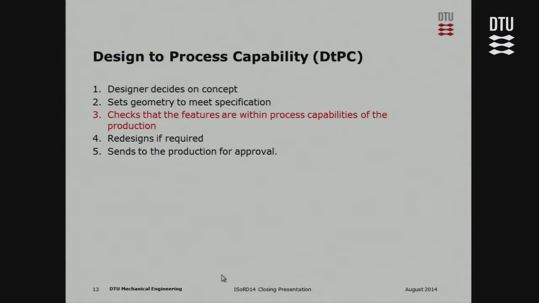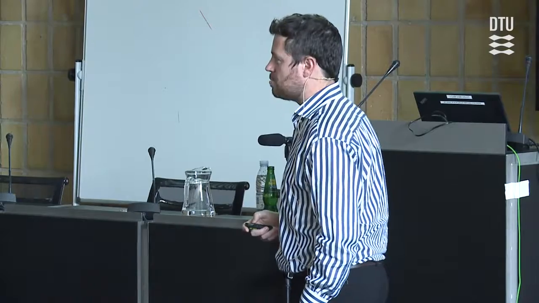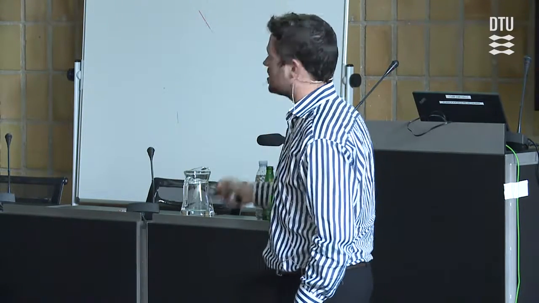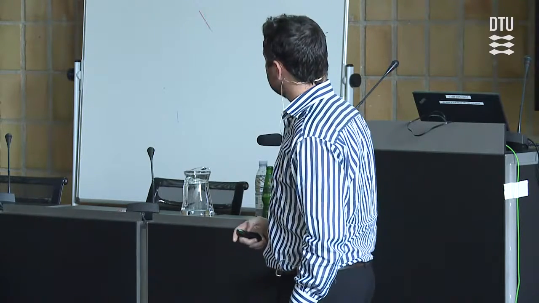Where we'd like to move towards is design to process capabilities. So the designer should have a very good understanding of what the process capabilities of the production unit are from the beginning. So they can decide on a concept, they can set the geometry, and then check whether the features in their design are within process capabilities. Then obviously if they're not, they do a redesign before sending to production for approval. So this is where we want to get to.